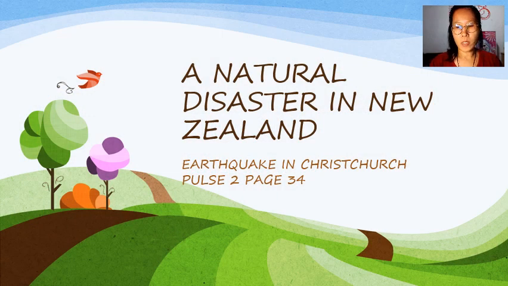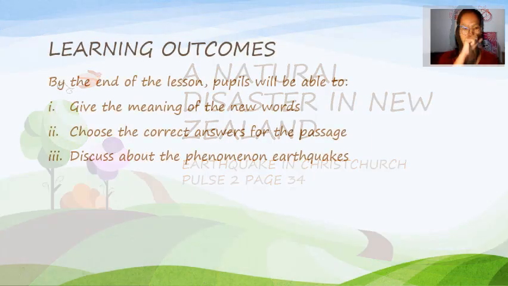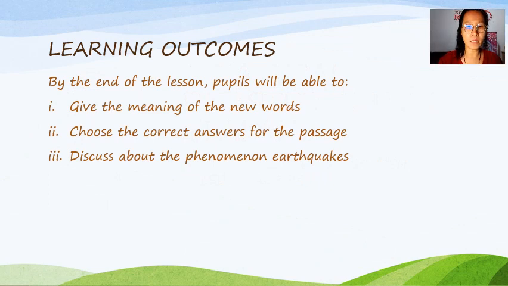Our title for today is A Natural Disaster in New Zealand, Earthquake in Christchurch. Turn to page 34. By the end of the lesson, pupils will be able to give the meaning of the new words, choose the correct answers for the passage, and discuss the phenomenon of earthquakes.